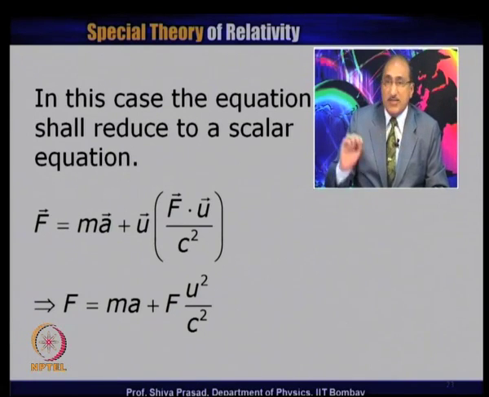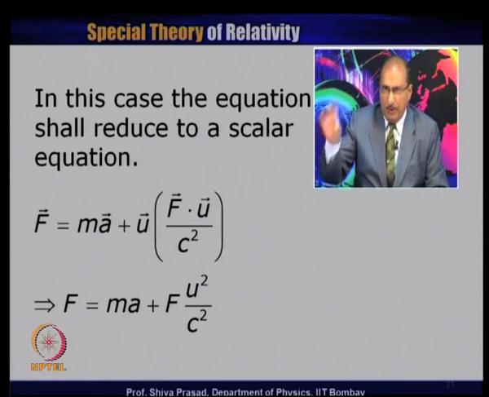Now, because everything is in the same direction, I need not write vectors. F dot u, because F is in the same direction as u, will be magnitude of F multiplied by magnitude of u multiplied by cosine of the angle between the two. Because the angle between the two vectors is 0, the cosine is equal to 1. So this becomes magnitude of F multiplied by magnitude of u.